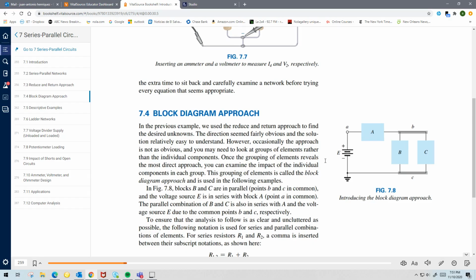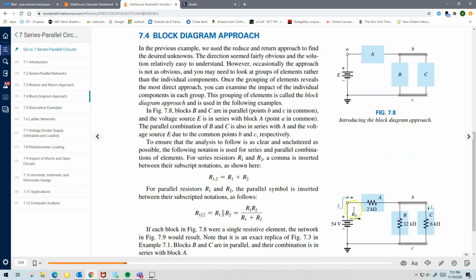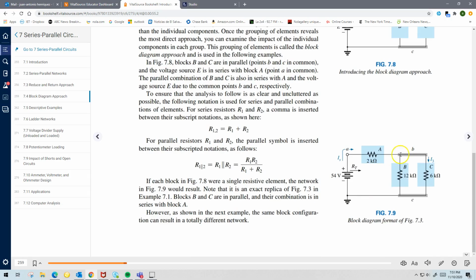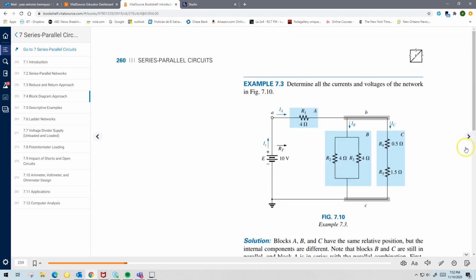But in this approach, the idea is that you look at blocks in the circuit, right? Specific blocks. For example, if you look at this circuit here, you choose, for instance, to look at a portion of a circuit at a time, and this is indicated by these blue rectangles, and then you reduce whatever you can based on those sections of the circuit you have chosen, right?